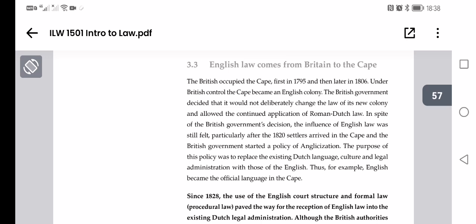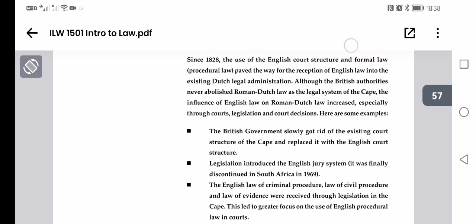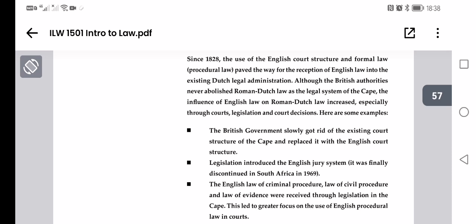The purpose of the policy was to replace the existing Dutch language, culture, and legal administration with those of the English. Thus, for example, English became the official language in the Cape. Since 1828, the use of English court structure and formal law, procedural law, paved the way for the reception of English law into the existing Dutch legal administration.